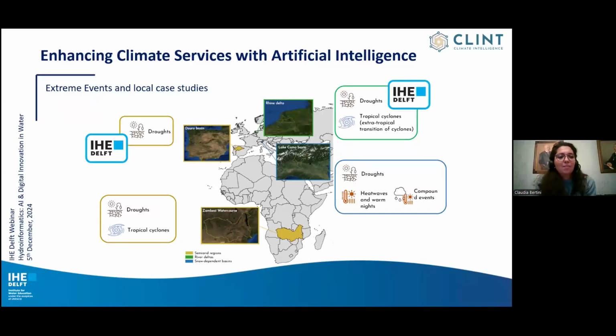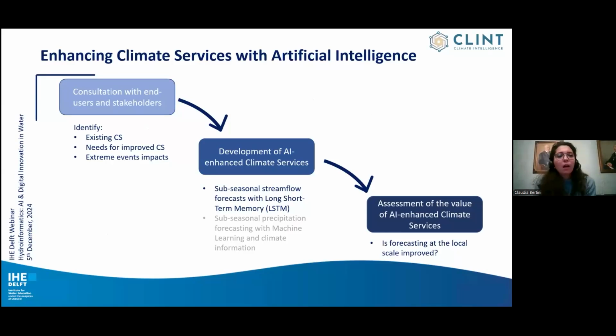But IHE is mainly focused on droughts and on 2 case studies that you can see here, the Douro Basin in Spain and the Rhine Delta in the Netherlands, of course. So what is the approach that we follow in our projects to enhance climate services with AI? First of all, we go in consultation with the end users and stakeholders of our local case studies, and we investigate which are the existing climate services there, what are the needs for improvements, and what are the impacts of the extreme events in the local case studies.